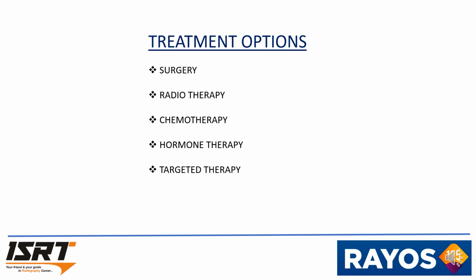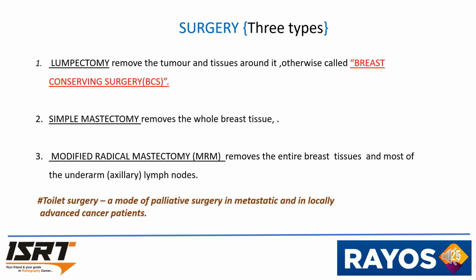Then come to the treatment options. There are various treatment modalities: surgery, radiotherapy, chemotherapy, hormone therapy and targeted therapy. Surgery is mainly of 3 types. Lumpectomy, in which the tumor and tissues around it are removed. It is otherwise called breast conserving surgery or BCS.